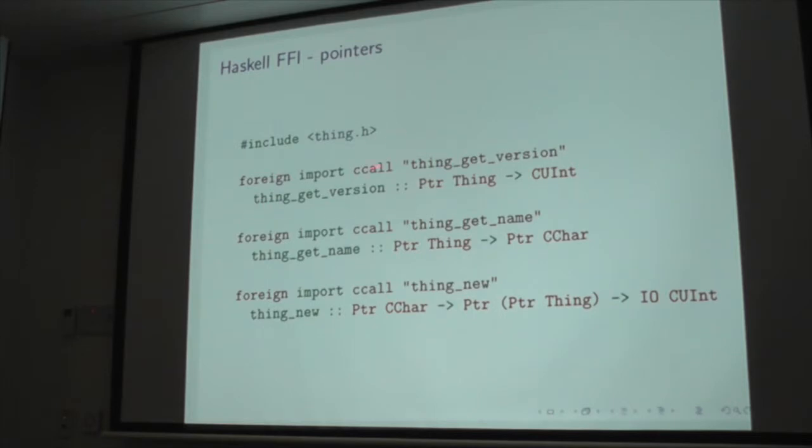We're going to call it thing get version in Haskell as well. It's going to have the type pointer thing, so a pointer to a thing, and it's going to return a CUInt, unsigned integer. Foreign import C call thing get name, and this is going to have the type pointer thing to a pointer CChar. There's a type alias for this in Haskell, which is CString.